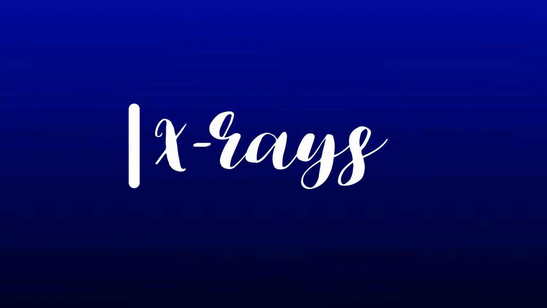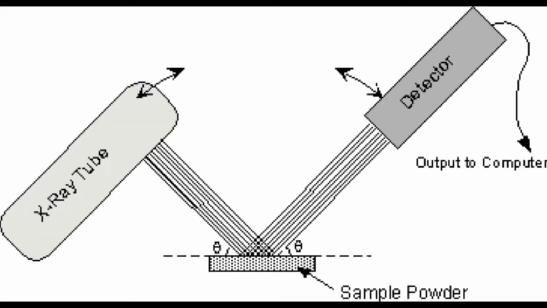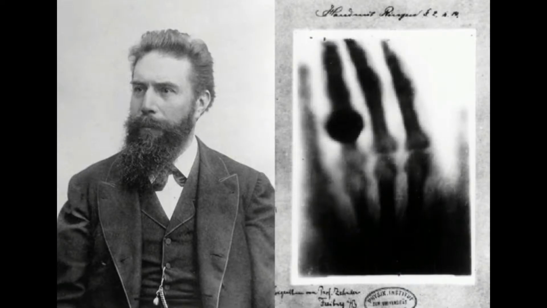X-rays. X-rays are produced using an X-ray tube. They are emitted when fast-moving electrons hit a metal target. X-rays were discovered by Wilhelm Conrad Roentgen in 1895.